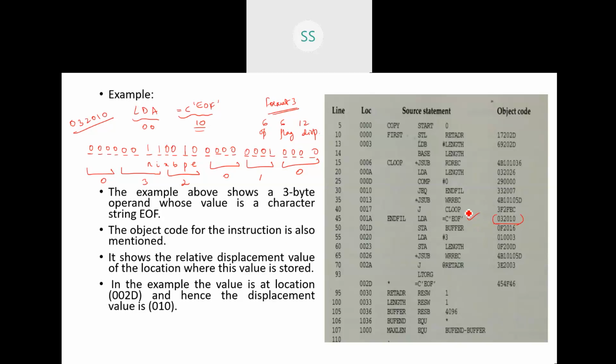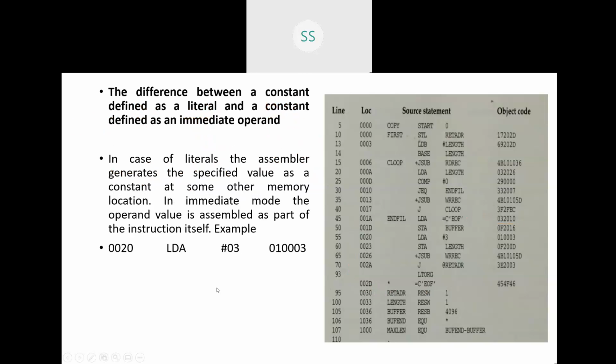So whatever is being shown here, if you read here, that is the object code for the instructions also mentioned. I just showed you how this object code is being generated, on the basis of the displacement that we have got. I already calculated and told you the displacement is 10, because the definition of my literal is given at the location 002D. So I hope you have understood.